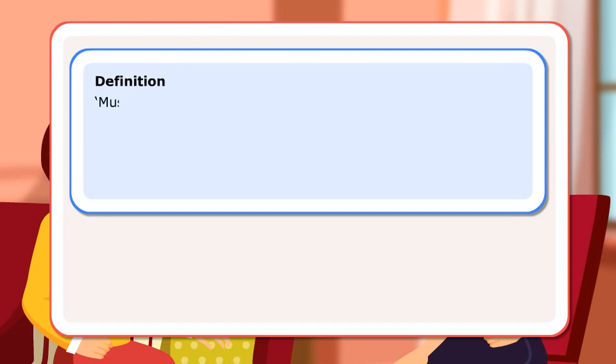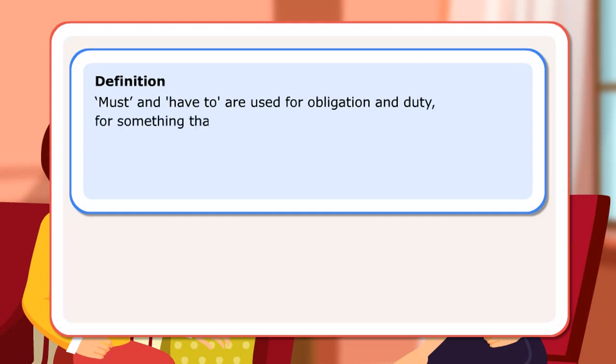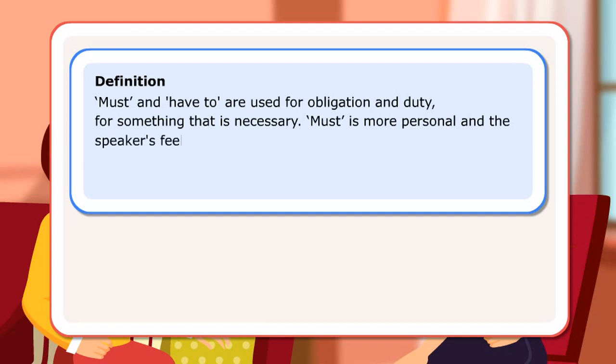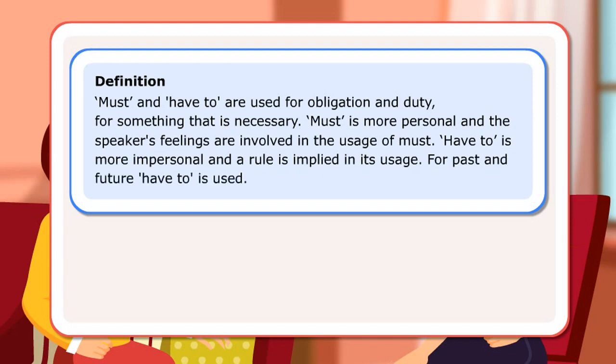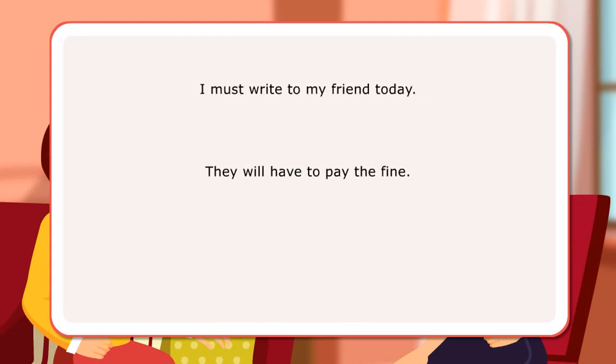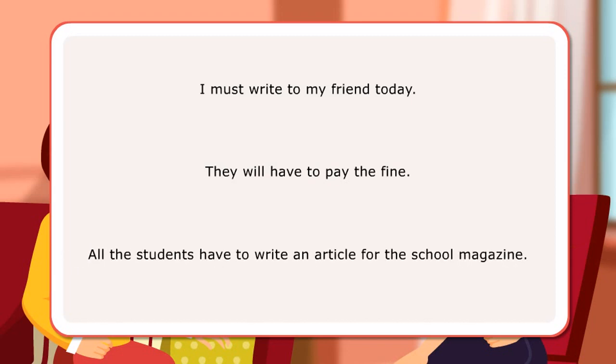Definition: must and have to are used for obligation and duty, for something that is necessary. Must is more personal and the speaker's feelings are involved in the usage of must. Have to is more impersonal and a rule is implied in its usage. For past and future, have to is used. Let us look at a few sentences. I must write to my friend today. They will have to pay the fine. All the students have to write an article for the school magazine.